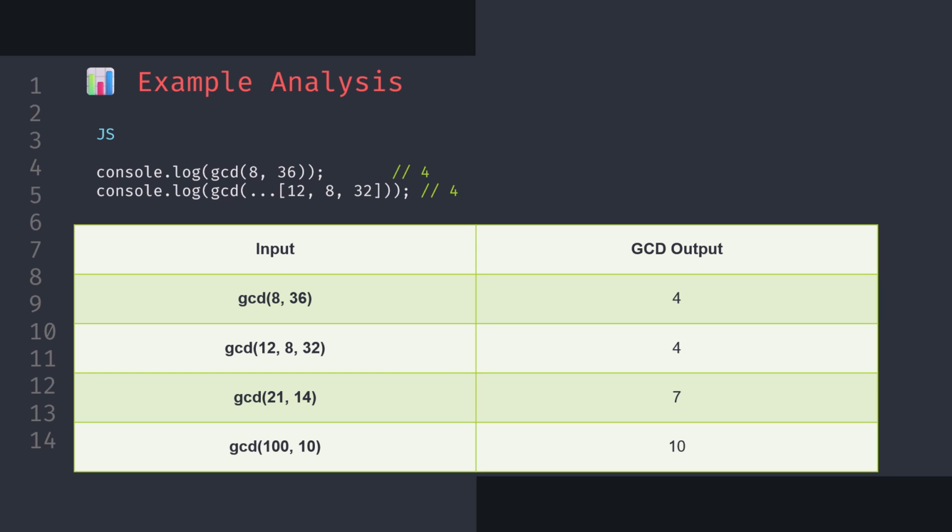Looking at a few examples helps solidify the concept. For 8 and 36, 4 is the largest number that divides both. The same applies when extending this logic to arrays. It is flexible, accurate, and easy to reuse in multiple scenarios.